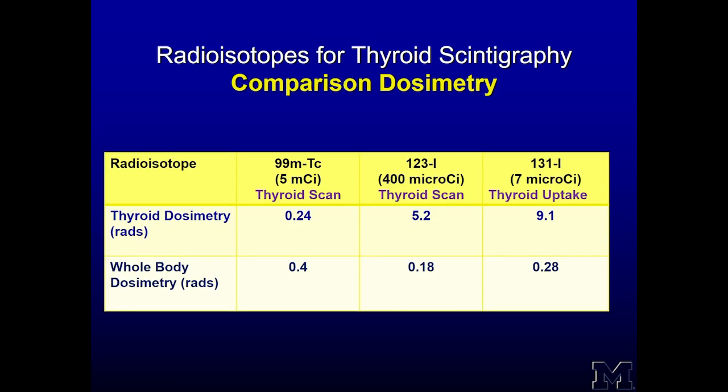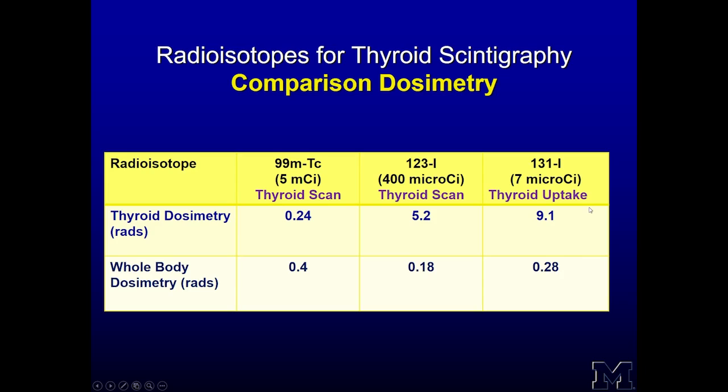Regarding the comparison dosimetry, it is obvious from this table that technetium-99m pertechnetate has a diagnostic dose of 5 millicurie, which is routinely used for thyroid scintigraphy, and has the most favorable dosimetry for the thyroid gland, while the thyroid scan produced with iodine-123 has a higher thyroid dosimetry, although the activity prescribed for thyroid scintigraphy is only 0.4 millicurie, or 400 microcurie.